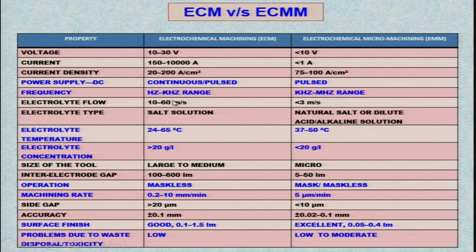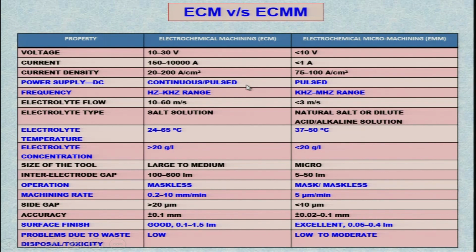Now, you can see here the voltage is less than 10 volt in case of electrochemical micromachining compared to electrochemical machining. Current is less than 1 ampere, while in ECM you can have 150 ampere to 10,000 ampere or even more. In the ECM process, for turbine blades, people have used as high as 40,000 ampere as the current, but in very special cases. Current density in ECM and micro ECM is very different.